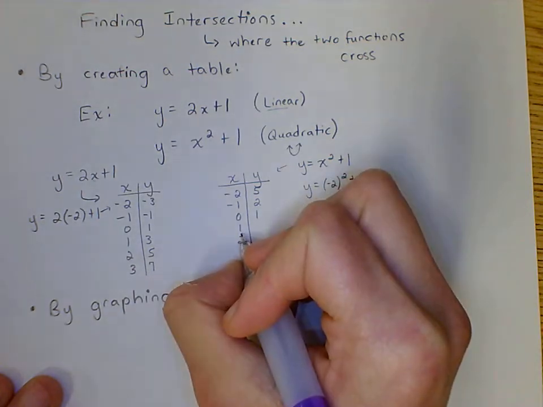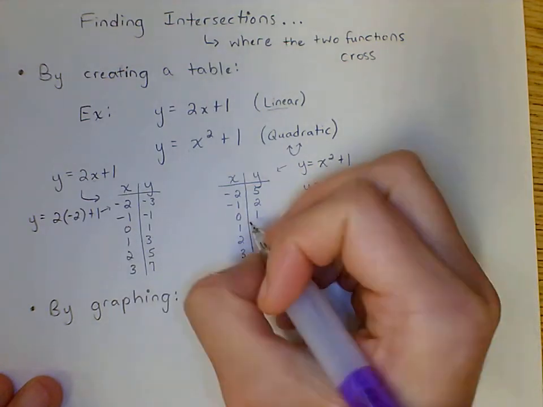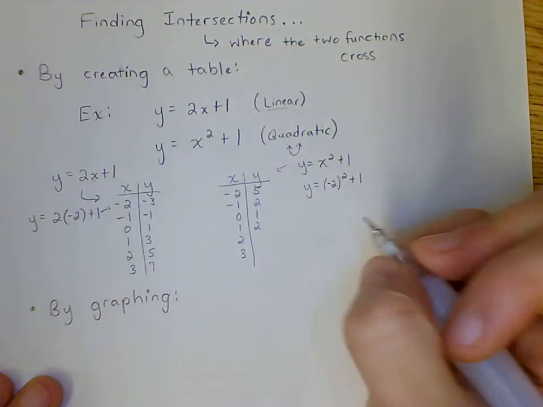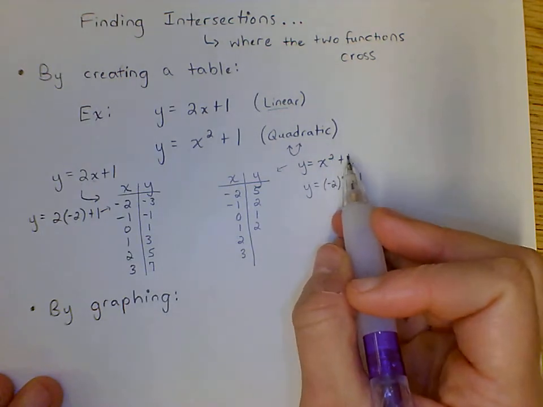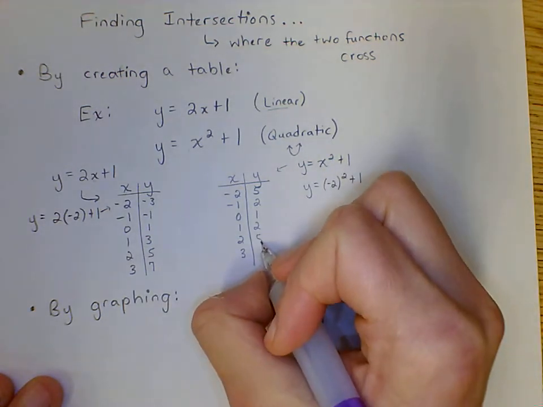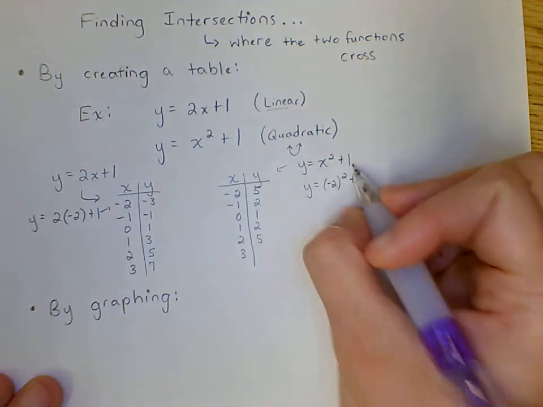When I plug in my 1, it'd be 1 squared plus 1, so 1 plus 1 is 2. And then if I take 2 and plug it in, 2 squared is 4, plus 1 would be 5. And then 3 squared is 9, plus 1 is 10.